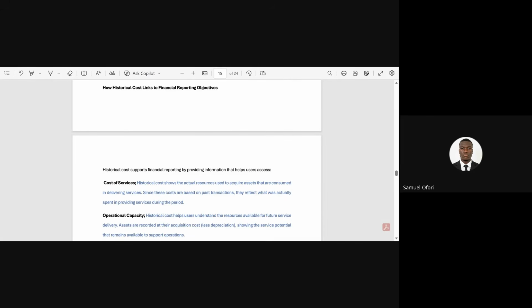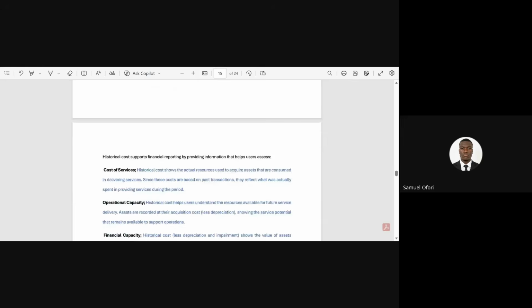You say you want to do ambulance services. You have bought the asset at 400,000 Ghana cedis. As soon as you buy it, that means you have the operational capacity to operate whatever you want to do. That's the ambulance services. You have the operational capacity.